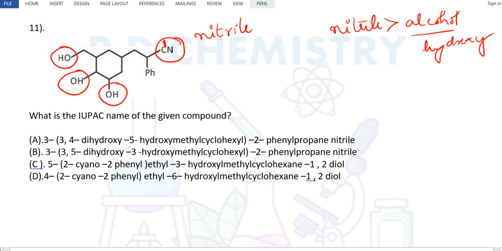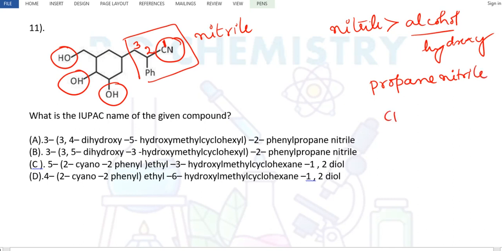So now select the longest chain. Carbon number 1 is the nitrile functional group. Carbon number 2. Carbon number 3. So here it is, and this is taken as a substituent. Now here also, 3 carbon atoms are there. It is propanenitrile. It should be called propanenitrile. Got it? What is propanenitrile? Propanenitrile is like this: CH3, CH2 and C triple bond N.